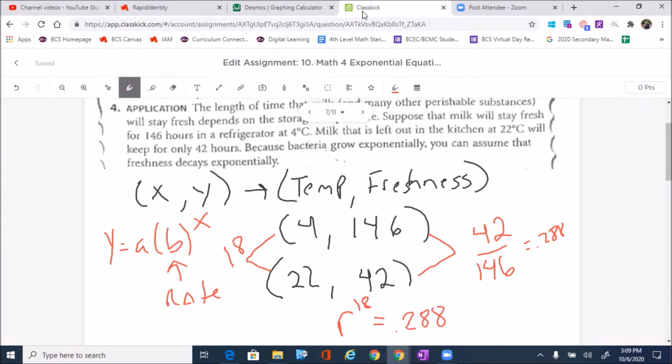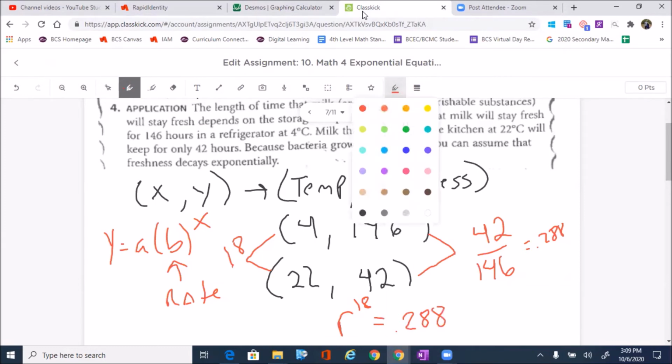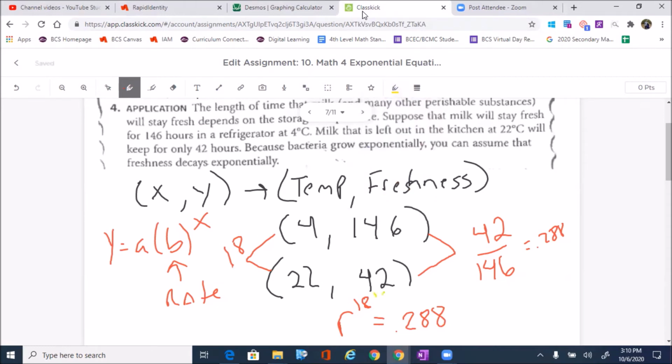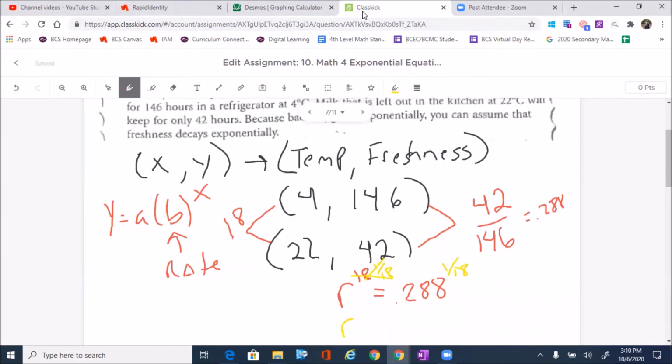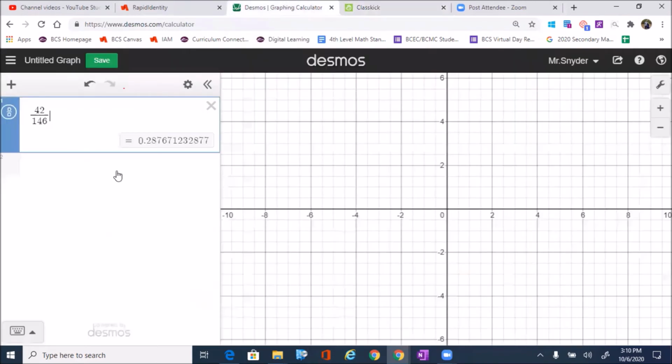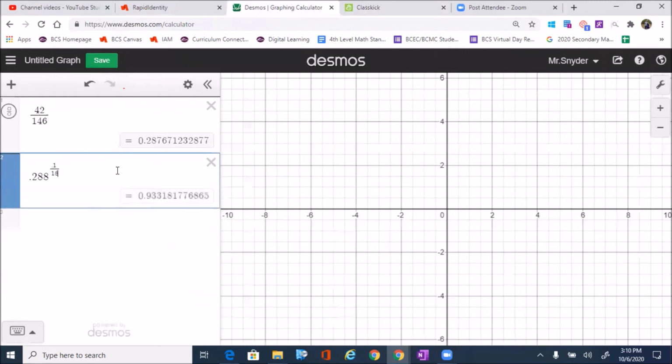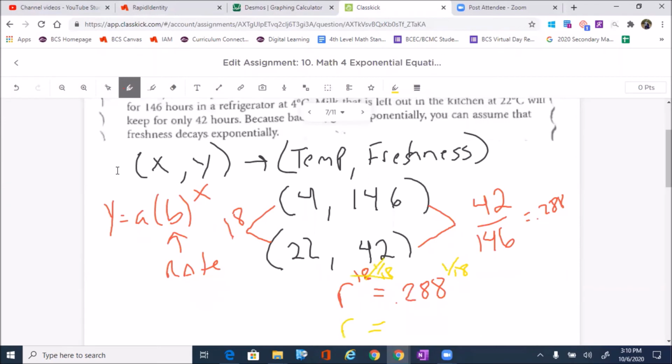Well, how do we get rid of that 18th power? Nice and easy. We use the 1 over 18 power. So I just use the reciprocal, 1 over 18. These are going to cancel, and when that occurs, r is going to come out, and we're left with 0.288 to the 1 over 18 power. So 0.288, carry 1 divided by 18, and it gives us 0.933.